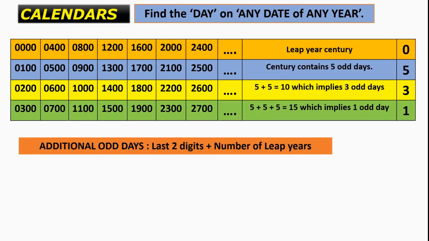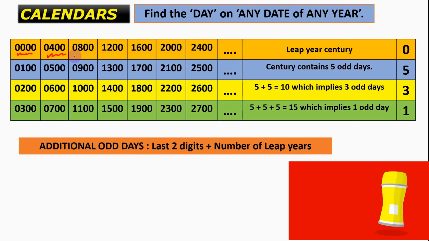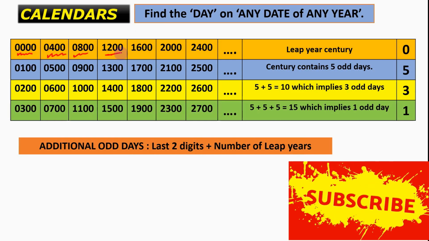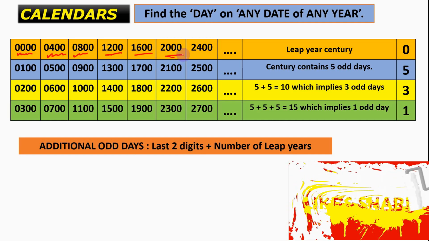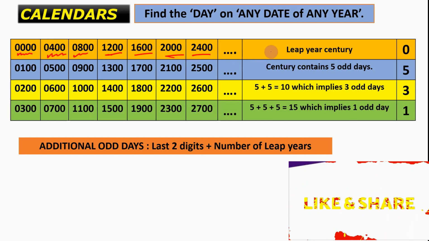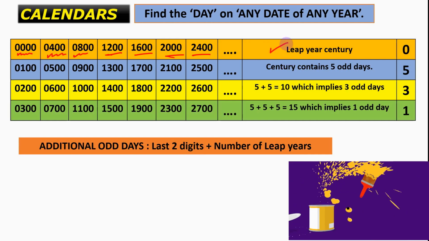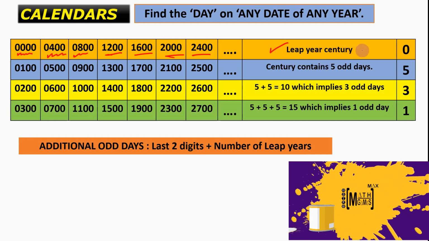Now we need to consider the years. Now every year which is a century is a leap year if it is a multiple of 400. That is the year 0, the year 400, the year 800, 1200, 1600, 2000, 2400 and so onwards. So these are called leap year century. Alright. And in that case, they will have the odd number, that is 0.